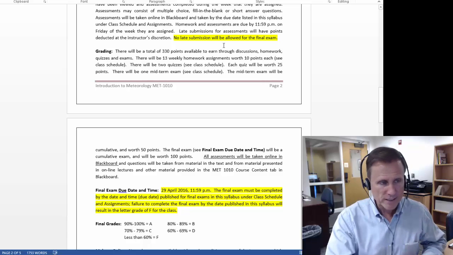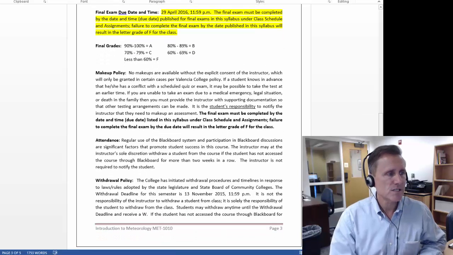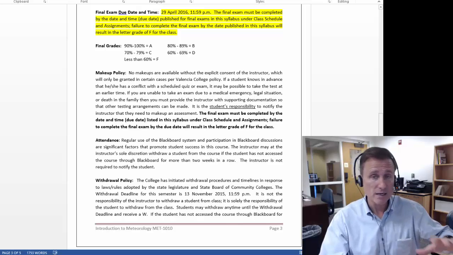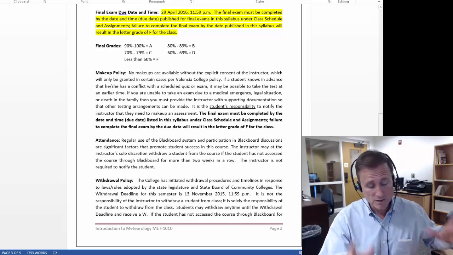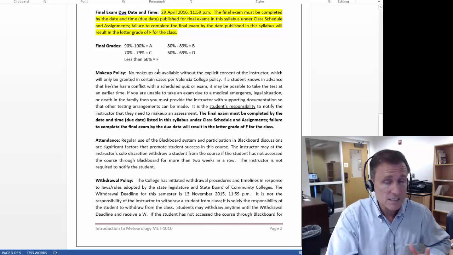And then with those points added up and divided by the total number of points, 90% to 100 is an A, and so on and so on. Again, the final exam due date is highlighted in yellow because it's very important. You've got to take that final exam. If you don't, you have to meet this makeup policy. And again, Valencia's policy is if you don't take the final, it's an F in the class.